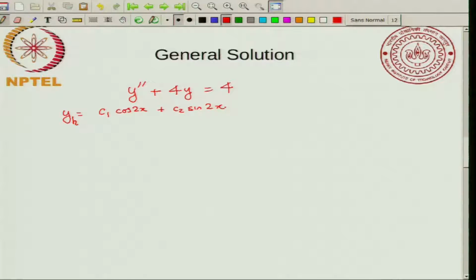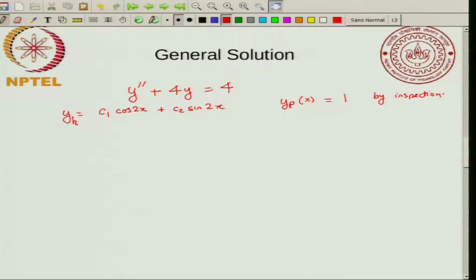Now you need to find y p, one particular solution. You see that there is a 4 on the right. So if y equal to 1, then the 4y term will become 4, and y double prime of 1 is 0, so you will get 4 equal to 4. So for the particular solution, y p of x, just choose 1, just by inspection.